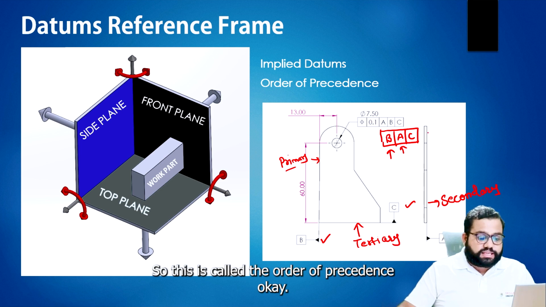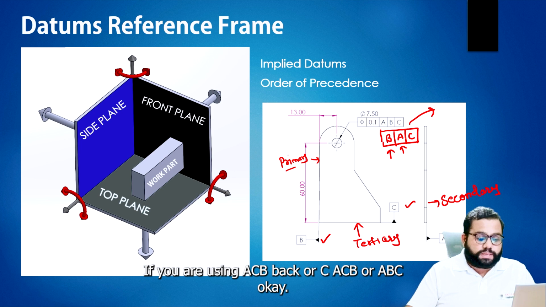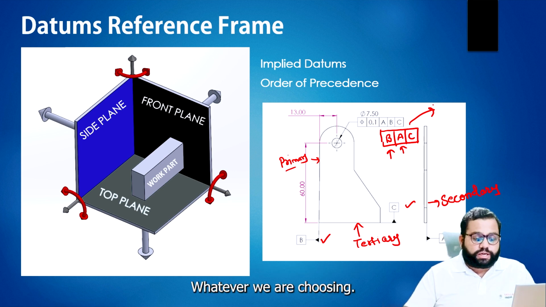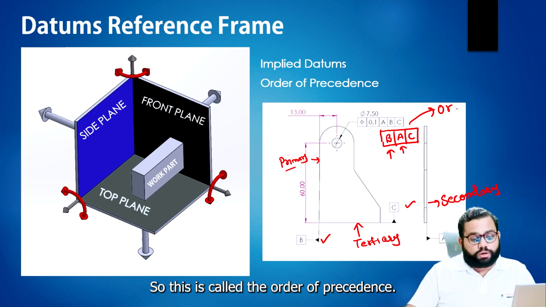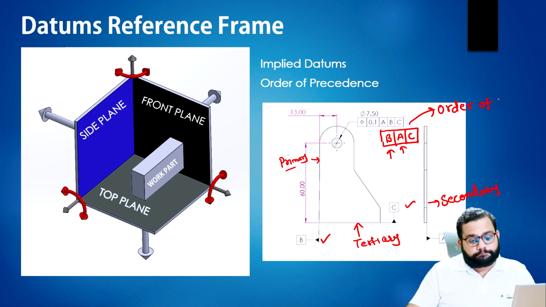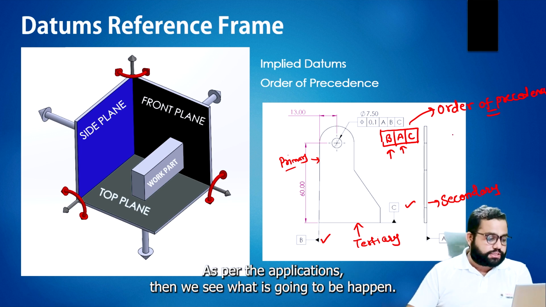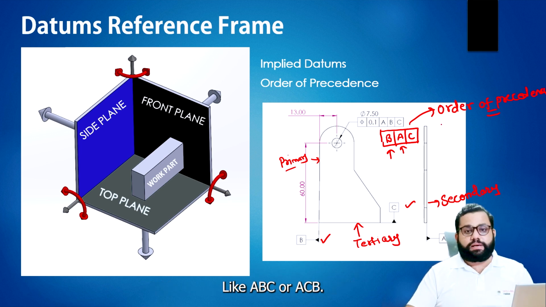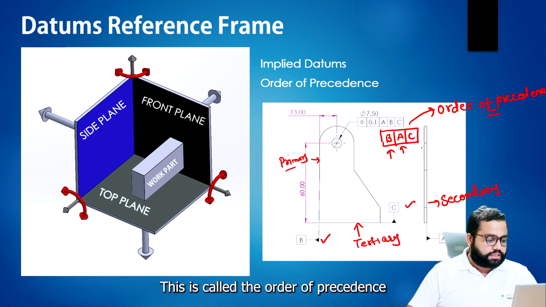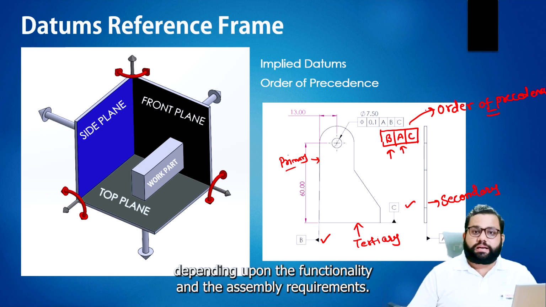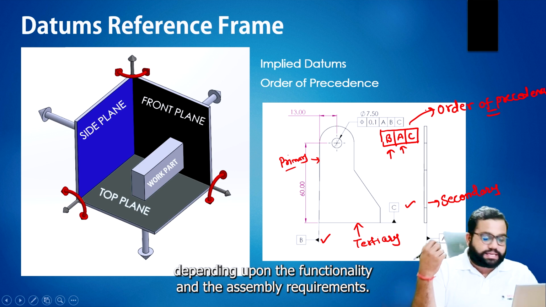Okay, so this is called the order of precedence. Whether we are using ACB, BAC, or ABC, whatever we are choosing, this is called the order of precedence. Whatever we are giving, as per the manufacturing applications, we see what is going to happen, like ABC or ACB. This is called the order of precedence, depending upon the functionality and the assembly requirements.